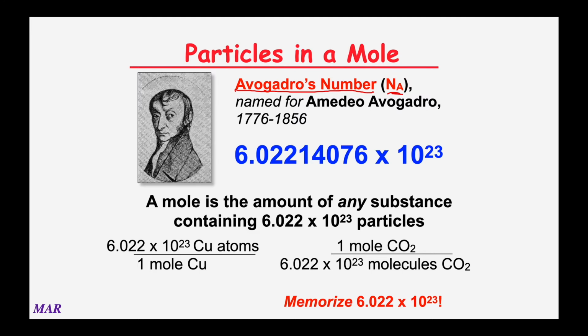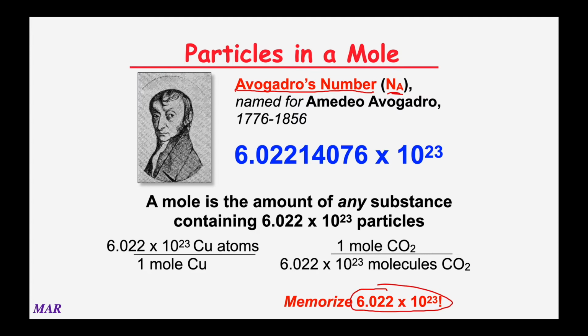Avogadro's number is a really important number in chemistry, and this is the full version, 6.022140766, it goes on longer, times 10 to the 23rd. I really want you to know and memorize 6.022 times 10 to the 23rd. We're going to use that number a lot. And if you have to keep looking it up all the time, that's going to be a real drag on your time and kind of annoying. So if you know 6.022 times 10 to the 23rd, that's awesome.